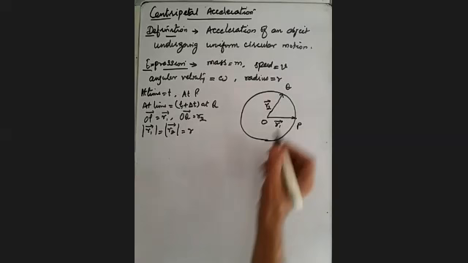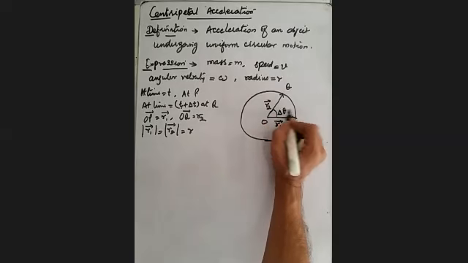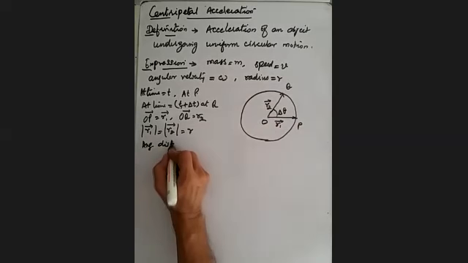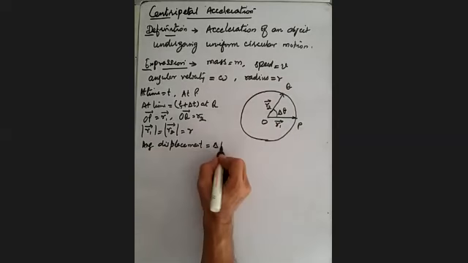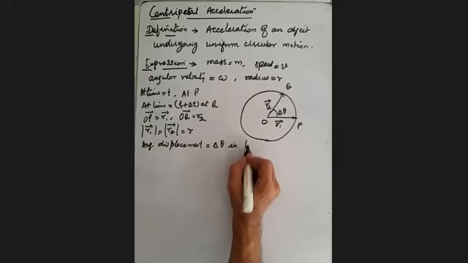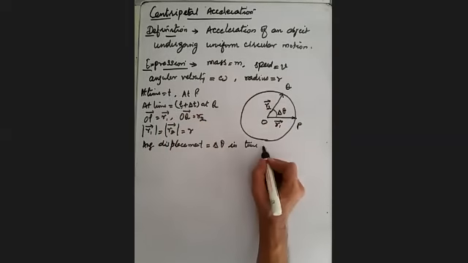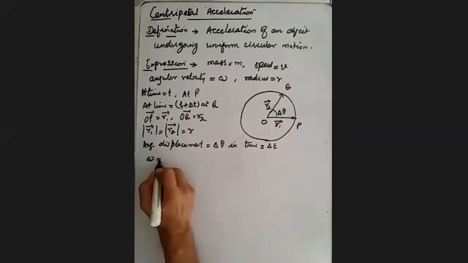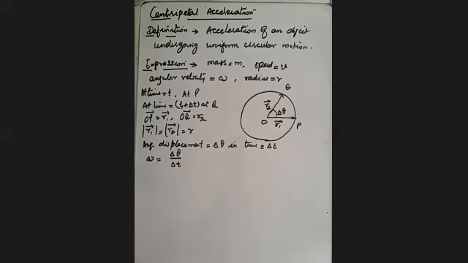And now let us say the particle has moved through an angular displacement of delta theta. So small angular displacement is equal to delta theta in how much time? In time t plus delta t to t, so in time interval of delta t. Therefore the angular velocity will be given by delta theta divided by delta t, because it is the rate of change of angular displacement.